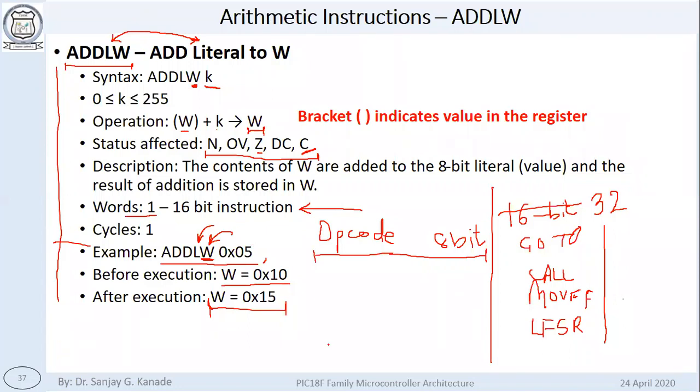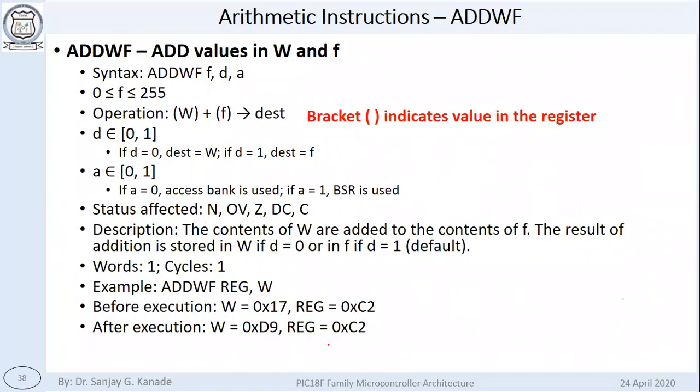Now let's see another addition instruction, which is called ADDWF. What does it indicate? W is the working register and F is the indication for the file register. Now as the file register comes in, A also comes in. If there is F inside the instruction, there has to be an A inside the instruction, because F in the instruction is always given as a 0 to 255 value, 0 to FF.